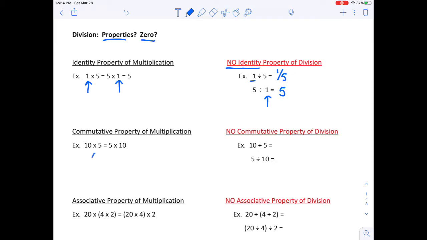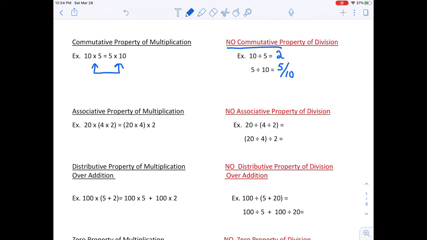In multiplication, I can change the order of multiplication and I get the same answer. In division, if I change the order of division, I get two different answers, so there's no commutative property of division.